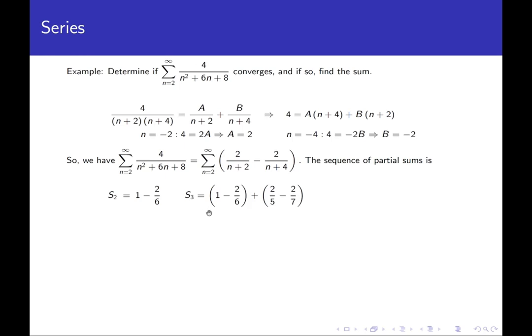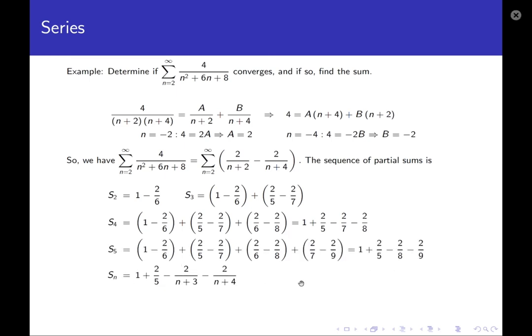For S3, the next one would be plug in 3 for n. So you would have 2 over 5 minus 2 over 7 for your second term. I would add it to the first term, and again, this is a 1/2 here, not a 1. Again, not going to simplify it. Let's do the next one. Here's the first term, again it should be a 1/2. Here's the next term. Plug in 4, you get 2 over 6 minus 2 over 8. Notice something happens. The 2 over 6 cancels in those two terms. So when those cancel, you get 1/2 plus 2/5, and then minus 2/7 minus 2/8.